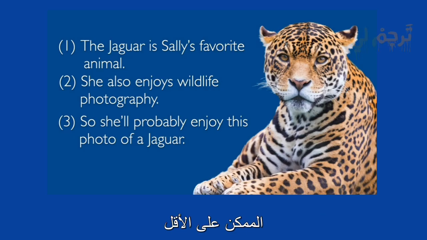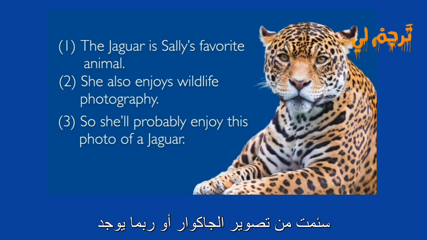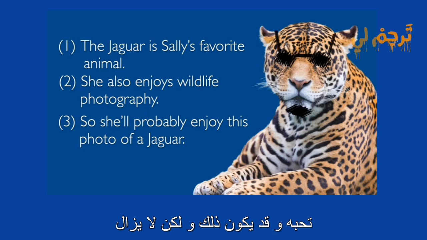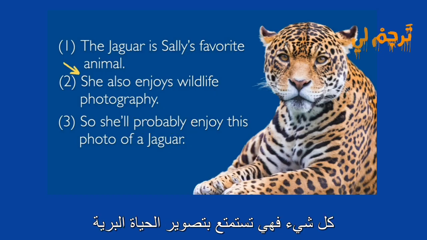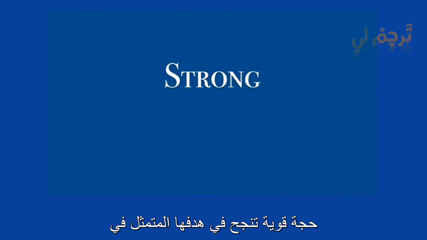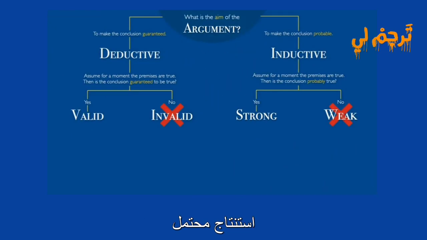Of course, it's at least possible that Sally won't like this photo. Maybe she's tired of jaguar photography. Or maybe there's just something about the look of this particular jaguar that she just doesn't like. That could be, but still, it seems pretty reasonable to think that probably she'll enjoy this photo. After all, she enjoys wildlife photography, and this is her favorite animal. So it's a strong argument. It succeeds in its aim of a probable conclusion.